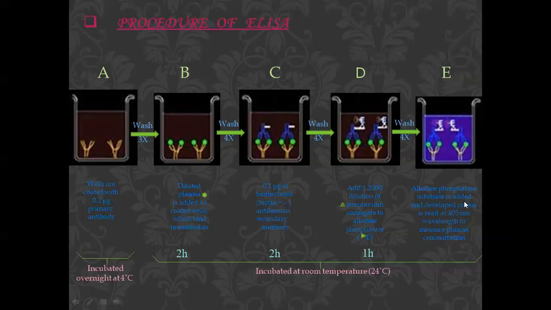If the color change is present, you need 405 nm wavelength to measure the plasma concentration. So after adding this one, we want to wait for 1 hour, incubated at a room temperature of 24 Celsius. So normally you are able to do it.